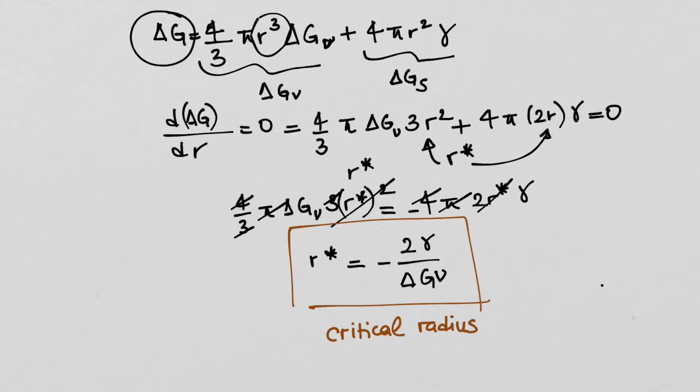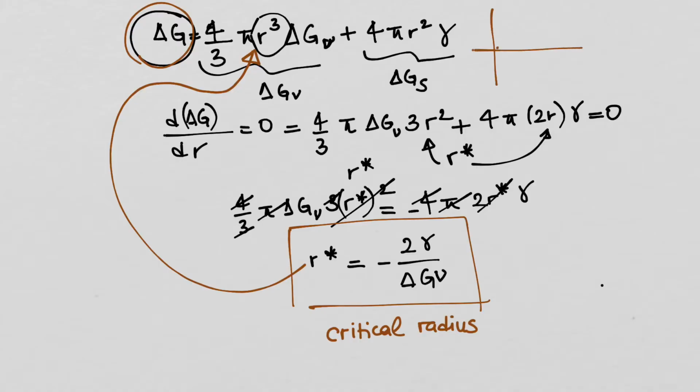Now, if you go to your equation of the free energy change and plug in this value here, that will give you the delta G star, because in your curve, when you reach the R star on the x-axis, it will give you on the y-axis the delta G star.